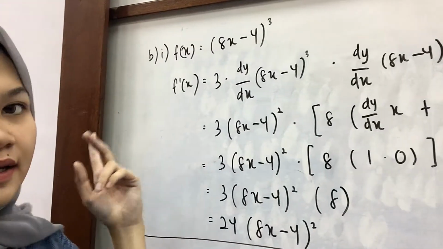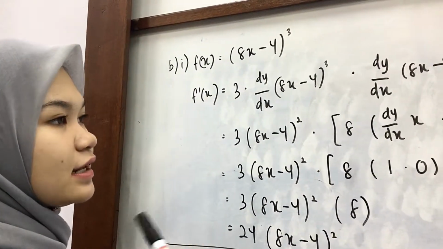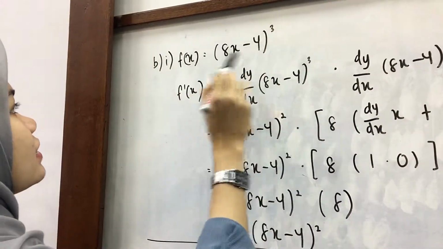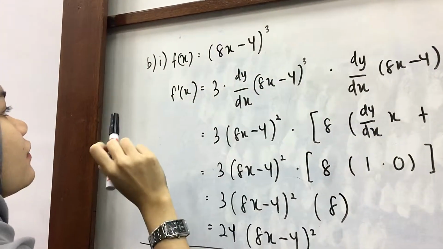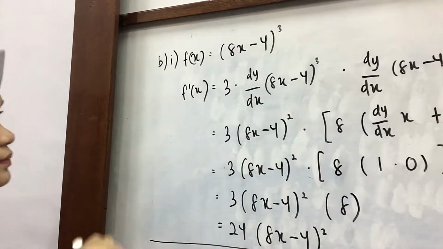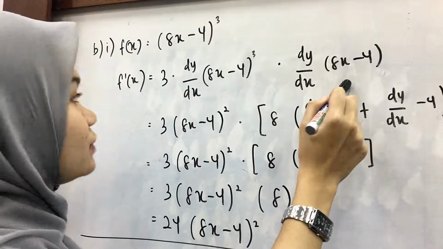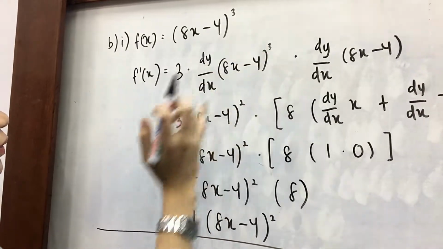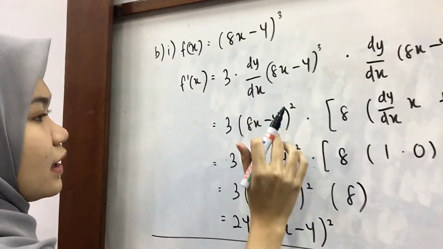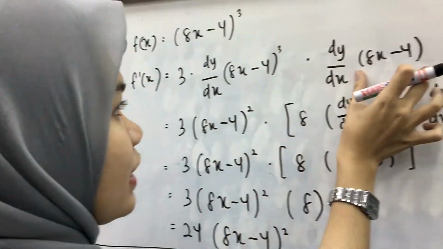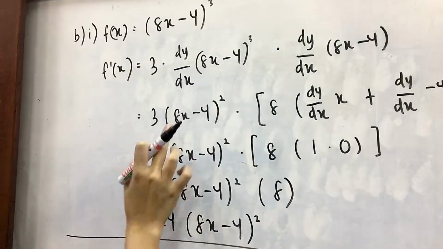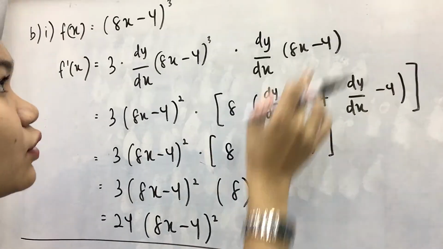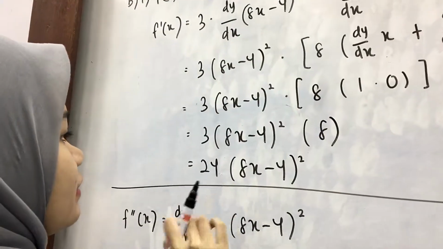We move on to my B question, which is to find the first and second derivative for the following function. This is my first question, f(x). For the first derivative, I apply the chain rule. I pull out the power 3 to the front, and 3 minus 1 gives 2. Then I derive 8x minus 4: after differentiating, x gives 1 and negative 4 gives 0, so I get 8. I calculate, and this is what I get.